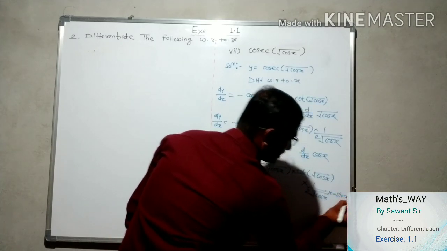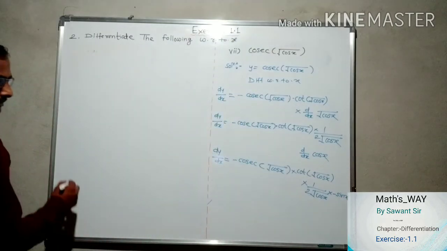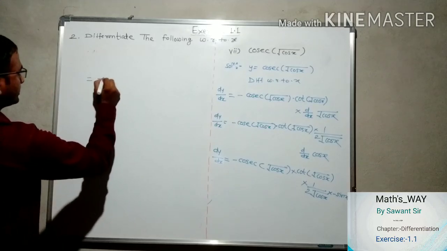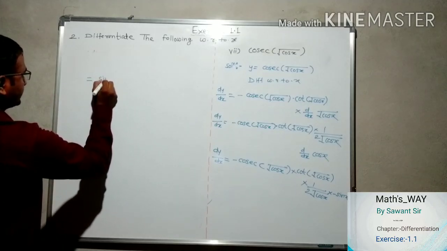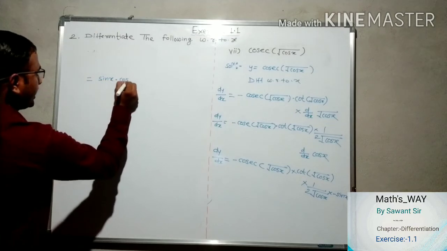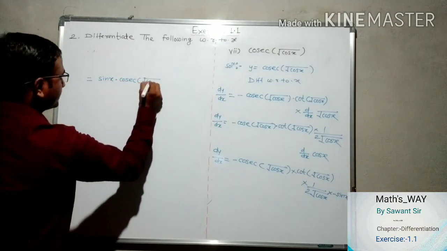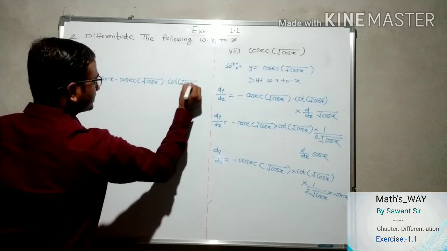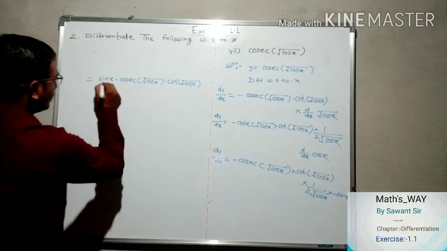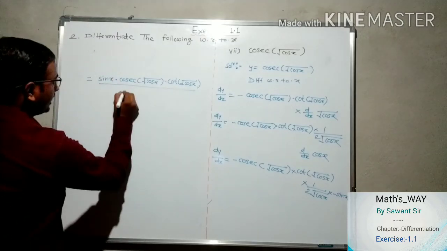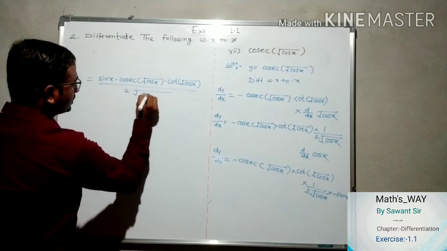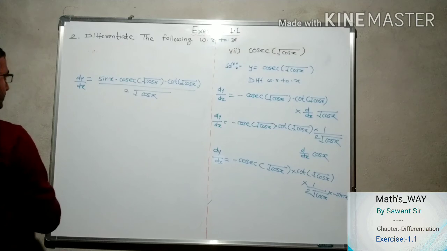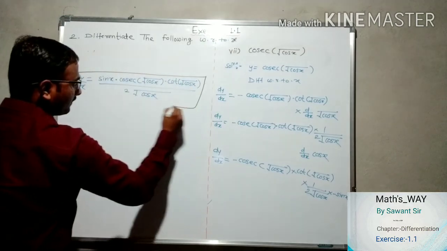minus sin x. So that is the final answer. Minus and minus, so minus minus is plus. So plus sin x into cosec square root of cos x into cot of square root of cos x upon 2 into square root of cos x. So this is dy by dx, this is the final answer.